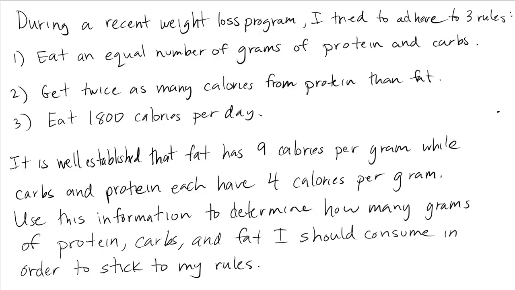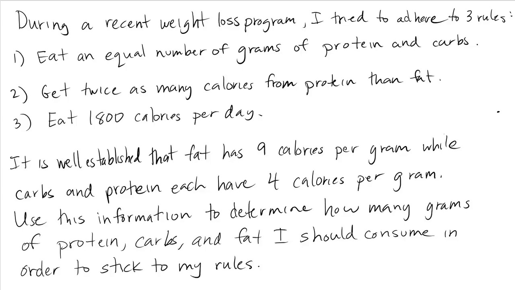And in order to do that, I had to use this fact that you see here. It is well established that fat has 9 calories per gram, while carbs and protein each have 4 calories per gram. Let's use this information to determine how many grams of protein, carbs, and fat I should consume in order to stick to these rules. So if I'm trying to track these macronutrients when I eat, I need to know how many I should aim for. Let's set up a system of equations and figure out how much of each of these macronutrients I should have.